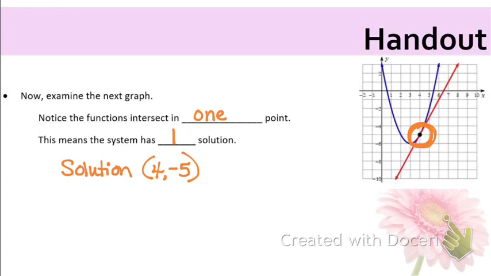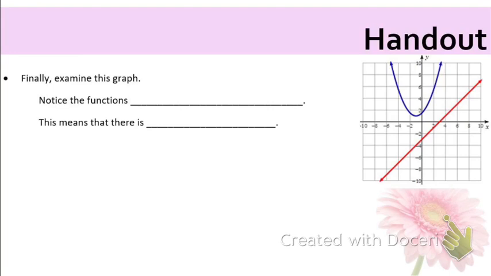Look at the bottom one. What do you notice about this one that's different than the two above it? They don't touch. These graphs do not intersect anywhere, and they never will. So what would we say for the solution? No solution.